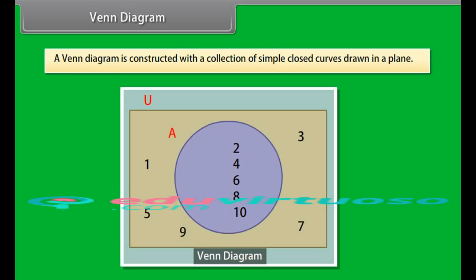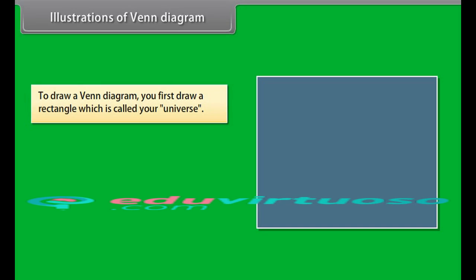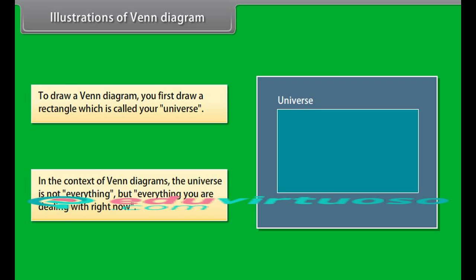A Venn diagram is constructed with a collection of simple closed curves drawn in a plane. Illustrations of Venn diagram. To draw a Venn diagram, you first draw a rectangle which is called your universe. In the context of Venn diagrams, the universe is not everything, but everything you are dealing with right now.